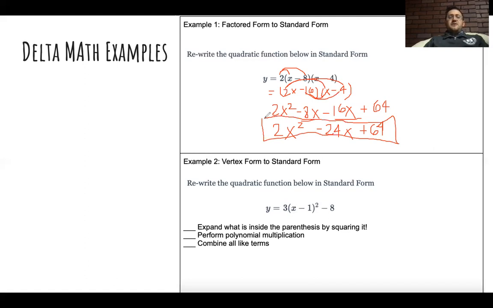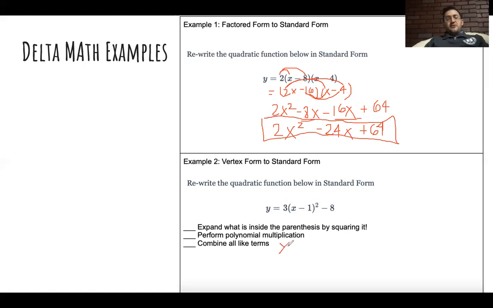And there we go. Other types of situations where you would see this computation is if I just asked you to simply do polynomial multiplication. All right, example 2, this is vertex to standard form.